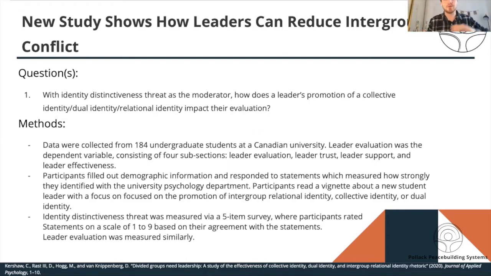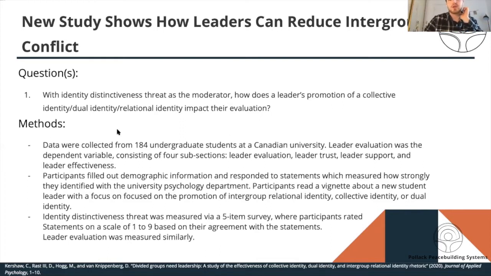And so the question here is, if a leader promotes a collective identity, a dual identity, or an intergroup relational identity, how will groups feel threatened in their individual group identities, and rate or evaluate the leader more poorly or more favorably based on how they do this? So that's the question.